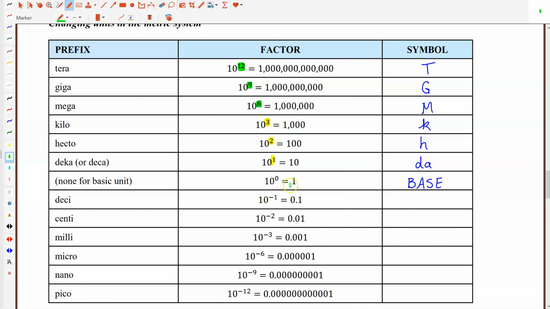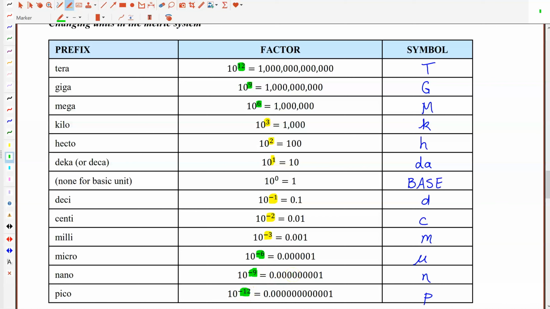To go to smaller units from your base, you would have deci, D, centi, C, milli, M, micro, which we use that Greek symbol for mu, but we would verbally say that is micro, nano, which is lowercase n, and pico, which is lowercase p. Again, going down to these smaller units, we're always going to go by an exponent of 1. So deci would be tenths of your base unit, centi would be hundredths of your base unit, and milli would be thousandths of your base unit. But then after that, you can see the exponents always increase by a multiple of 3.